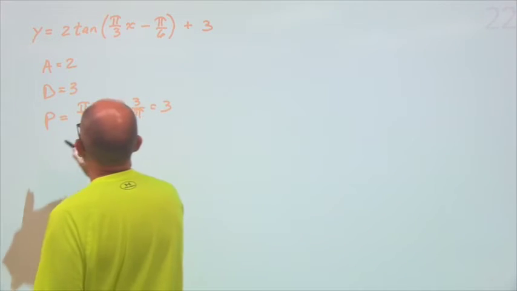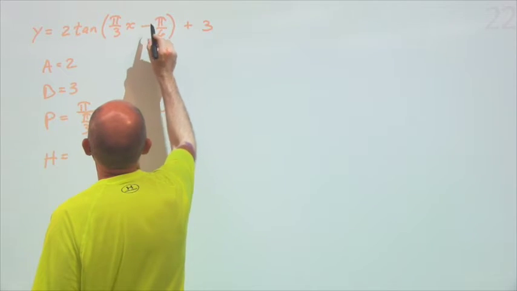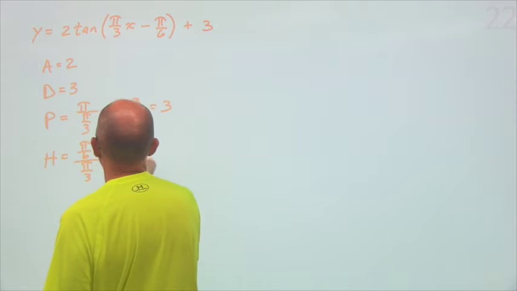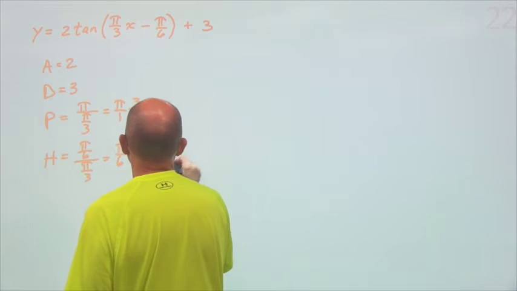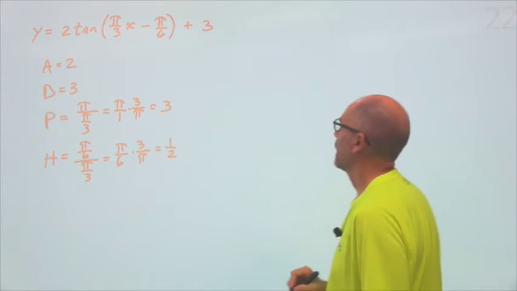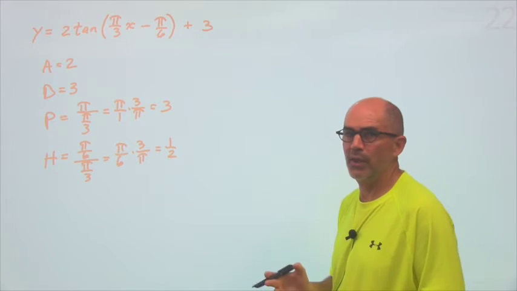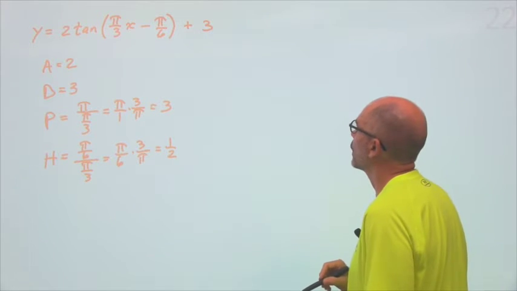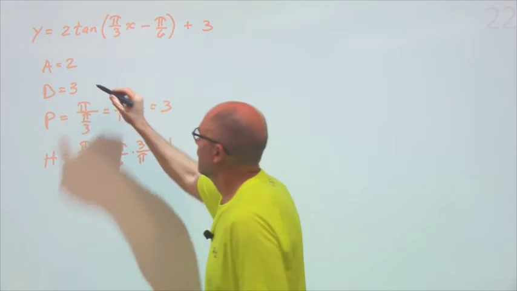Now, the horizontal shift is going to be negative of a negative, so that's pi over 3 over pi over 3, which is pi over 3 times 3 over pi, which is 1/2. Okay, so there's all the information that we need. So let's start our graph. So we're going up 3.